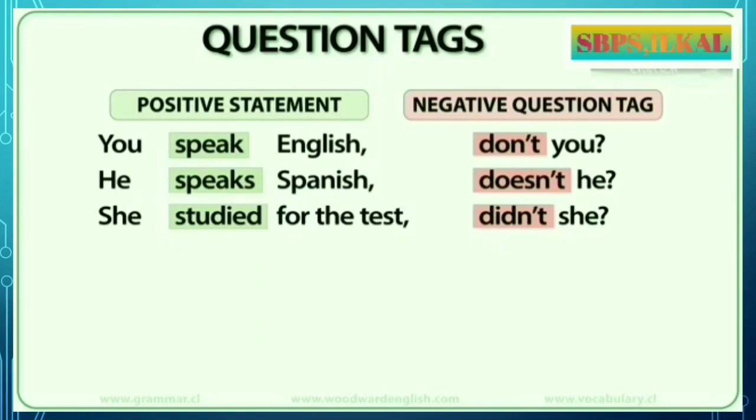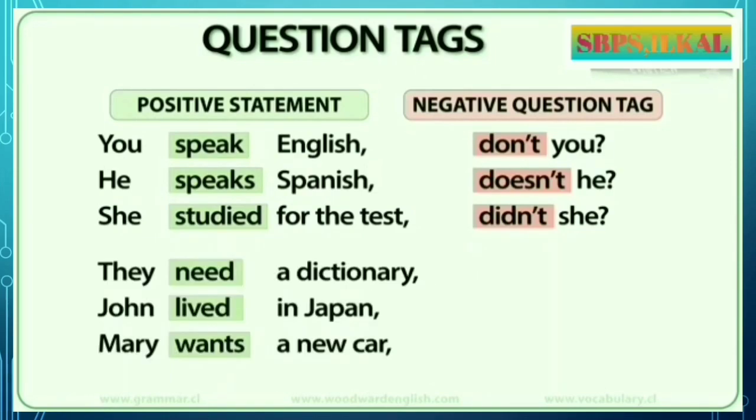Then the simple past tense, didn't. We use didn't in question tag. She studied for the test, didn't she? Let us see more examples. They need a dictionary. John lived in Japan. Mary wants a new car.